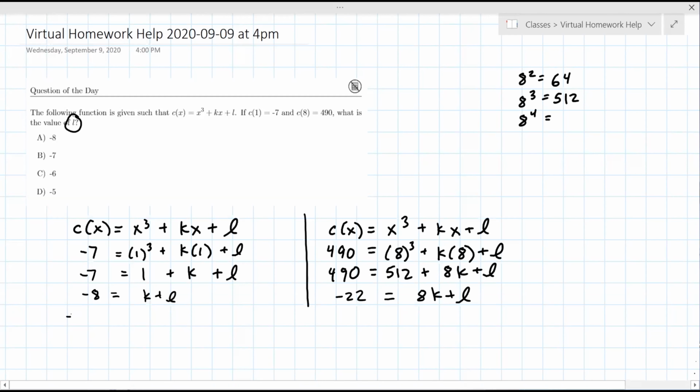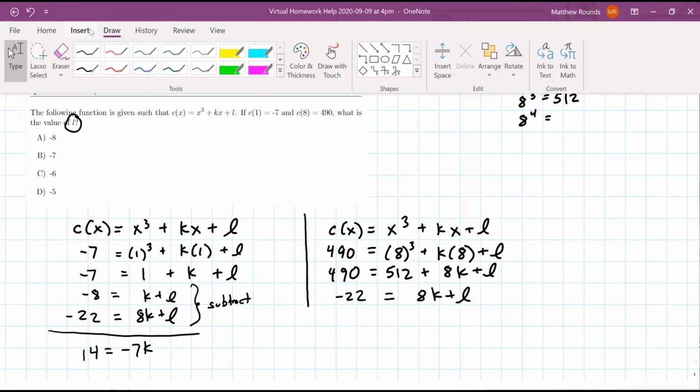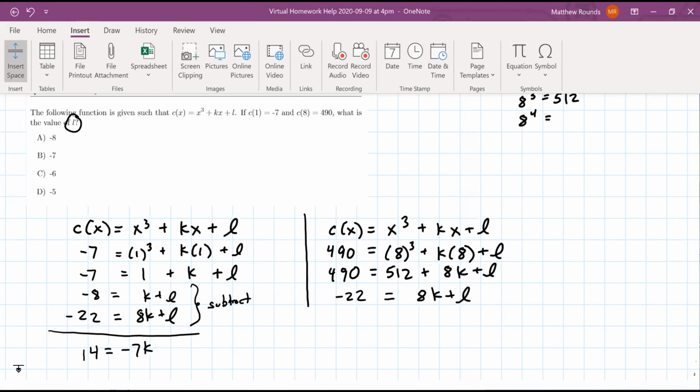So I'm going to put -22 equals 8k plus L underneath this equation, and I'm just going to subtract. So when I subtract these two equations, it's -8 minus a -22. That gives us +14. k minus 8k gives us -7k. L minus L is 0. And you can see here that we've got something that we can finally solve. I'm going to insert a little bit of space so that we can keep working through this problem.